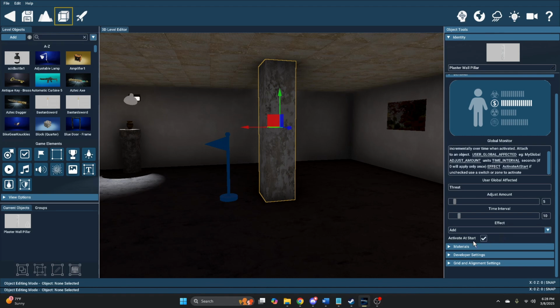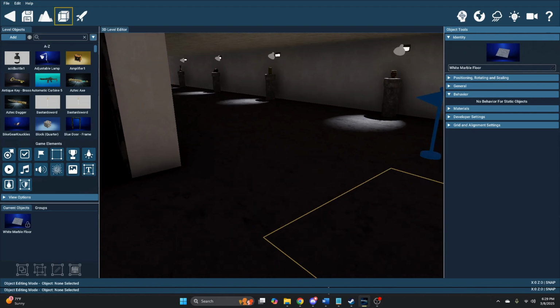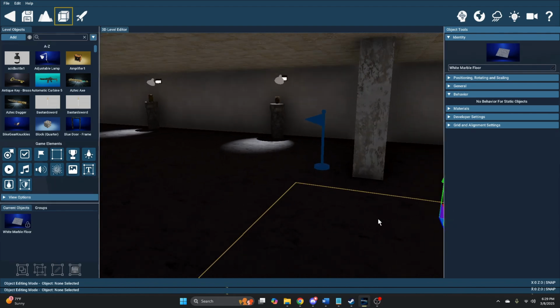And then the checkbox here at the bottom, activate at start, so that if you want this to start ticking away immediately, tick that box. Otherwise, you could activate the pillar, and that would activate the behavior on the pillar that would cause it to continue. Now, this is just one example of the kind of thing you could do with something like this, but it's built to be very versatile.